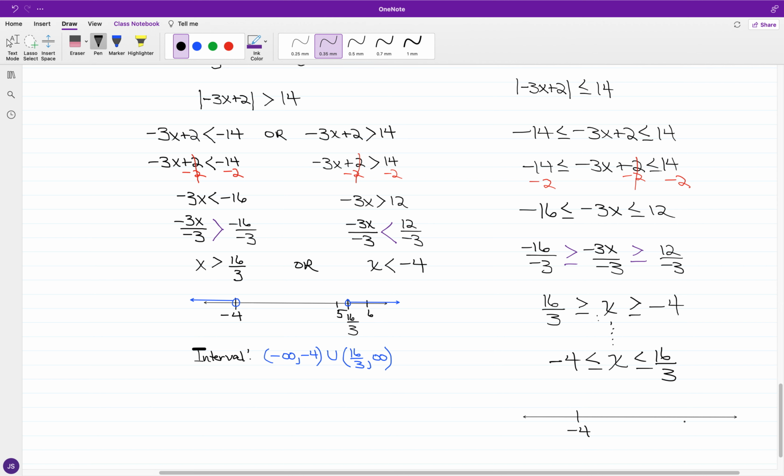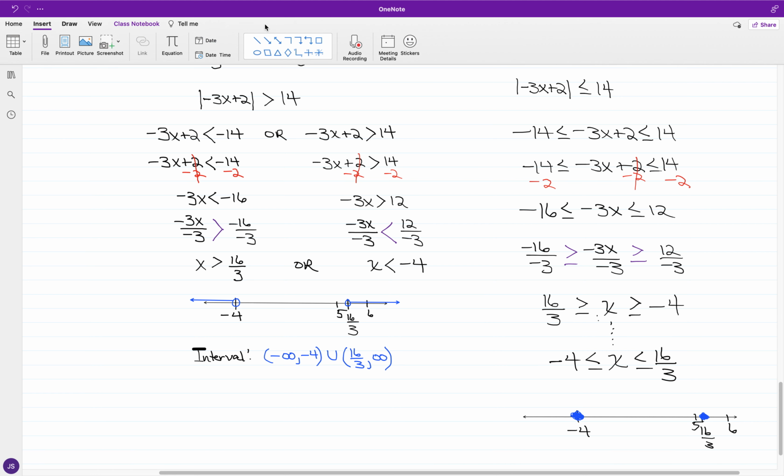Okay, so you have negative 4. And we've got 16 thirds. And for the activity, with the equal signs, negative 4 and 16 thirds are going to be included. And everything else in between is also in the mix.